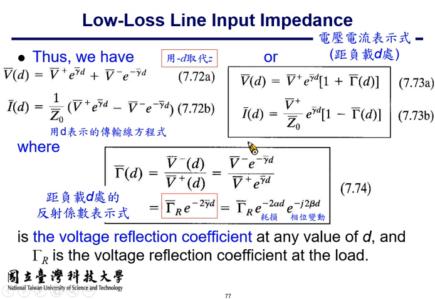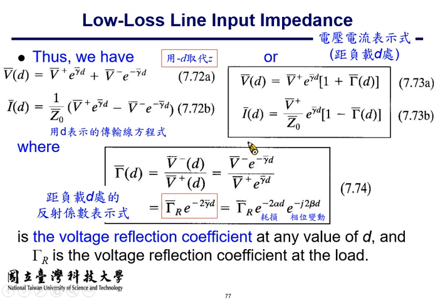And note that we are talking about a lossy transmission line. So exponential minus 2 gamma D can be further decomposed into a real part and an imaginary part. The first term is the attenuation part, which is expressed as exponential minus 2 times alpha D. And the second term shall address the phase change when moving in the transmission line. So it is exponential minus j times 2 beta D.